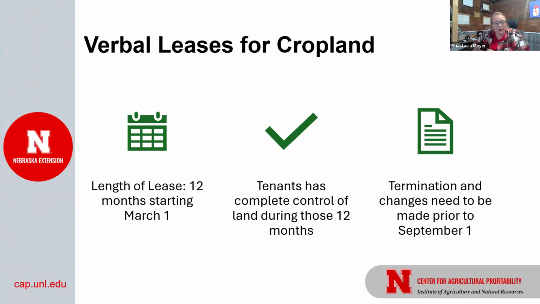If you want to change it or terminate your tenant, those changes or termination has to be received by the other party by September 1. So prior to, not on September 1, before September 1, because verbal lease law for cropland states that termination has to be given 6 months prior to the start of the lease. So before September 1, any changes or termination has to be given. If it's after that, technically, they can refuse to. They have the right to farm it.